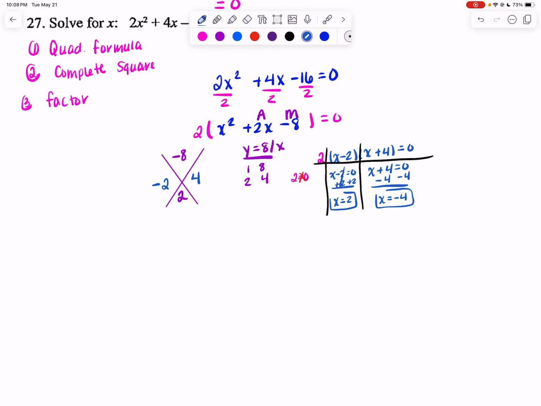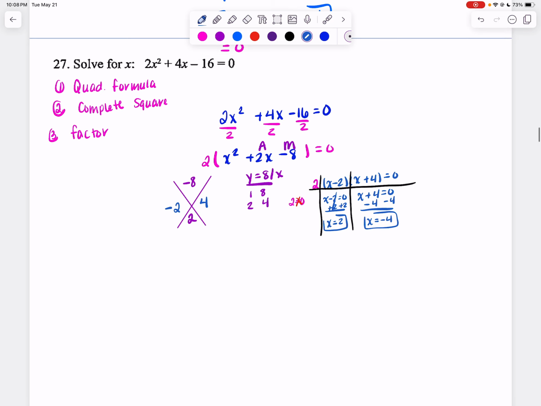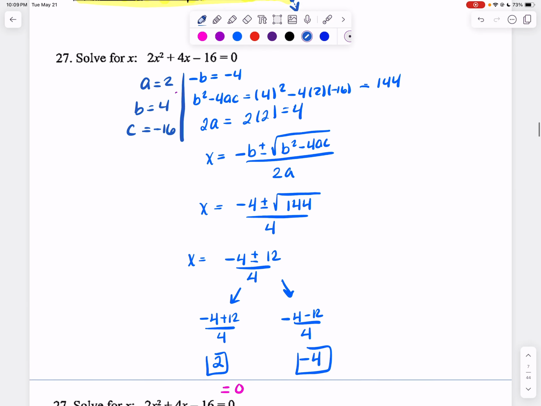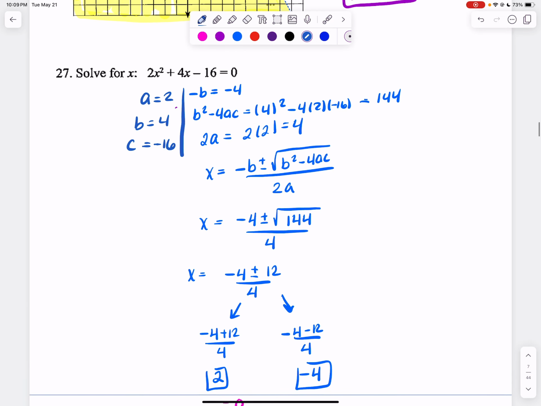Now, pretend you're not someone who likes factoring. You can use quadratic formula. So if we look here, I did already solve it. I'm not going to redo it. But you identify your a's, b's, and c's. So in this case, remember, the a value is the number attached to x squared, the b is the number attached to x, and the c is your constant. So in this situation, a is 2, b is 4, and c is negative 16.